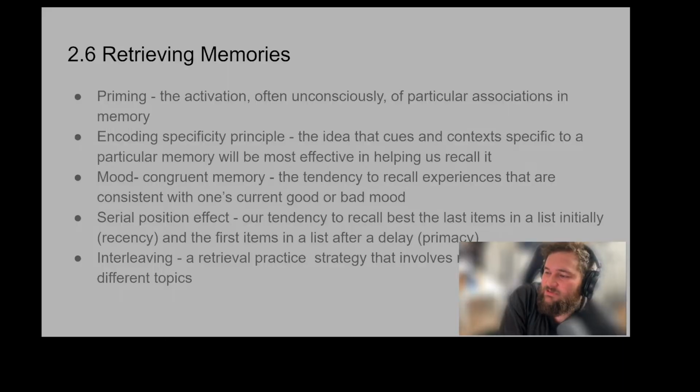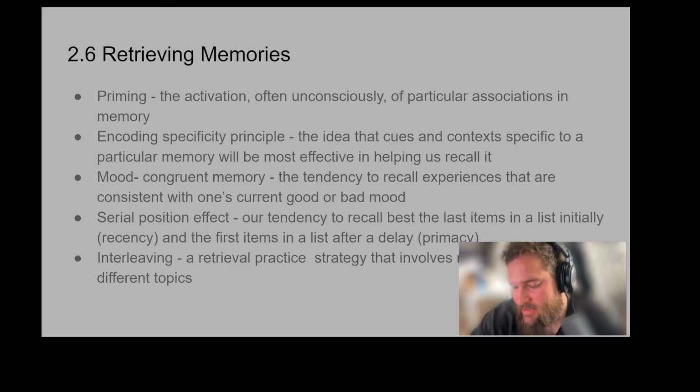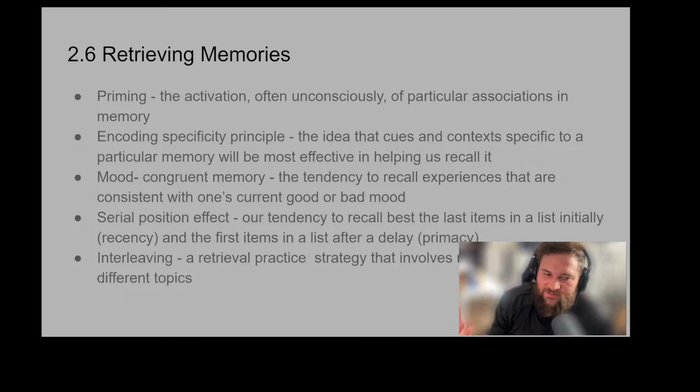Encoding specificity principle just says that certain cues and context specific to a particular memory will be most effective in helping us recall it. For example, the biggest thing here is the memory mansion, where you picture a house or a place or a path that you know very, very well, and you memorize all the things by associating them with something inside of that memory mansion. And every time you walk through it, you can picture that thing that you encoded in that specific spot. And that's how people memorize decks of cards in 30 seconds.